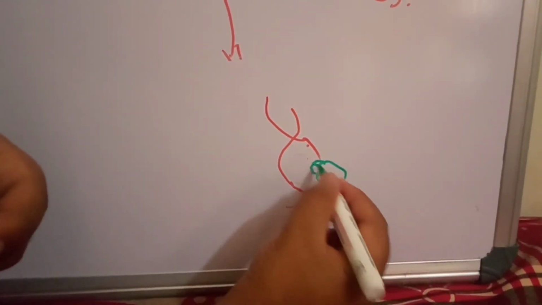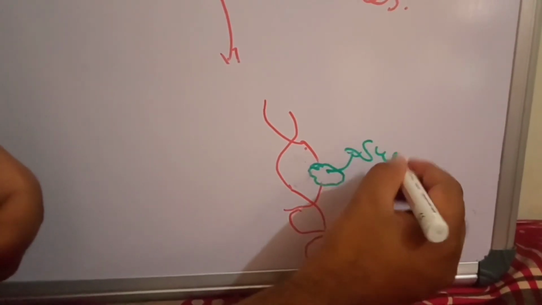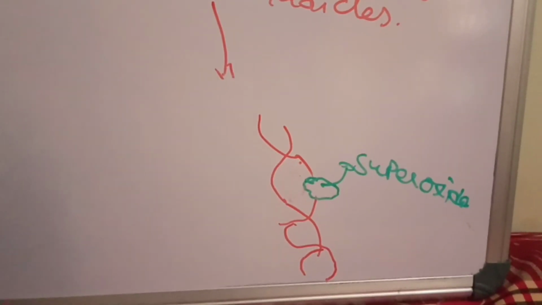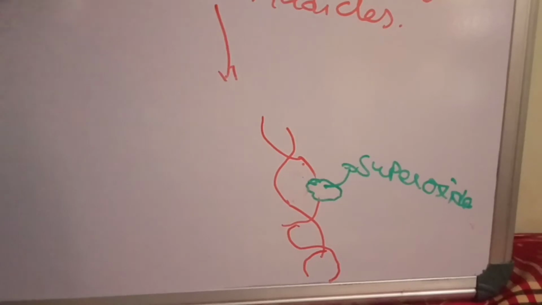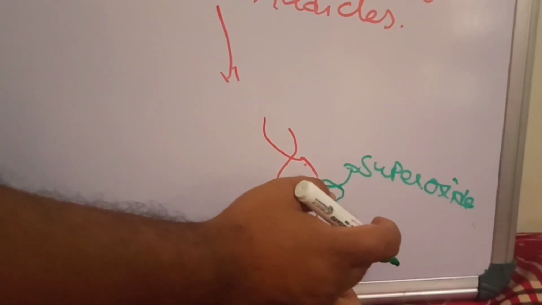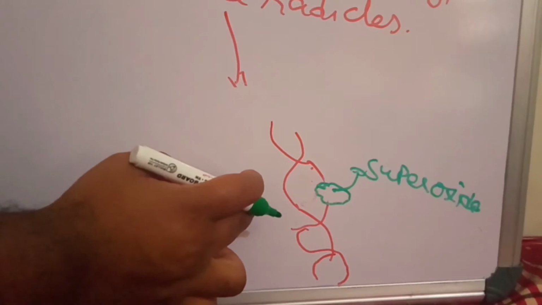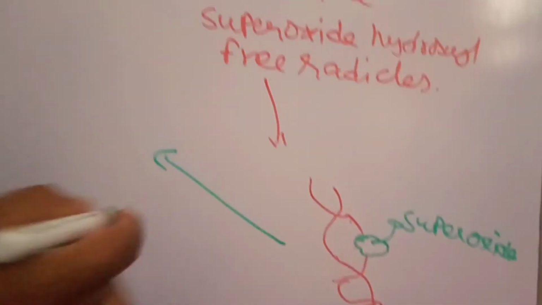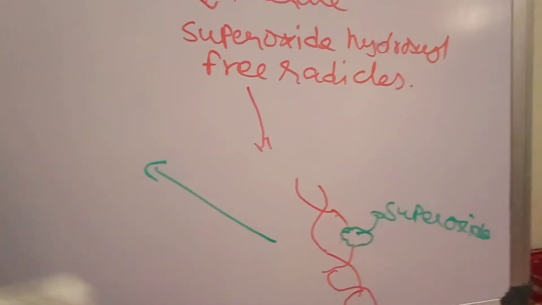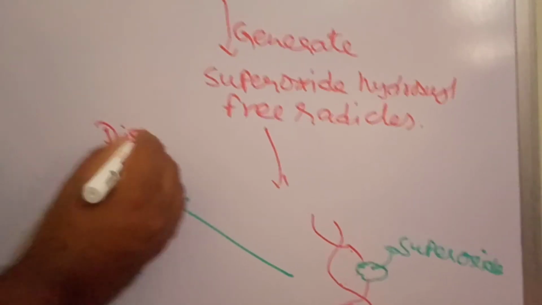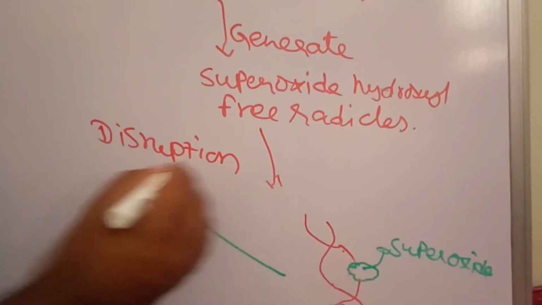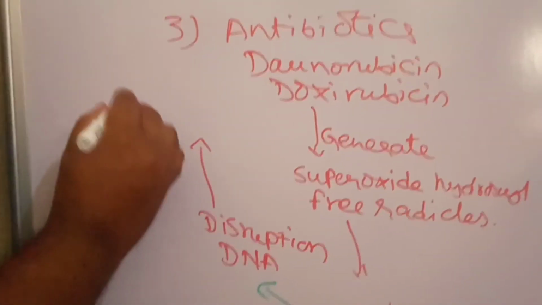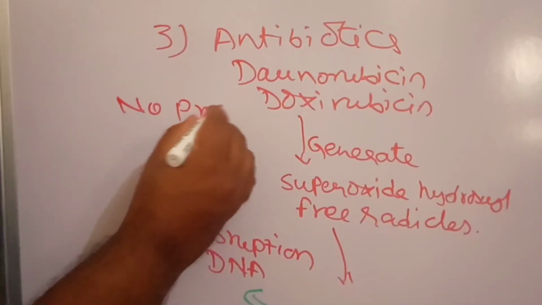So the superoxide and hydroxyl free radicals of daunorubicin and doxorubicin insert into the DNA structure. When they insert into the DNA structure, disruption of DNA takes place. What is going to happen? Disruption of DNA. As a result, there is no proliferation of cancerous cells.